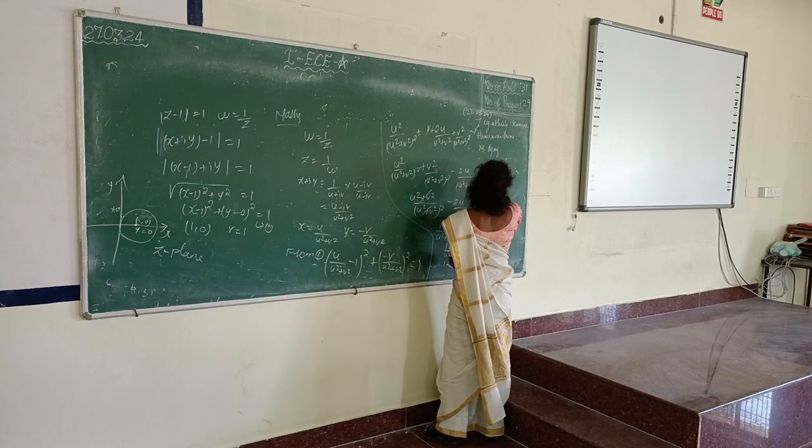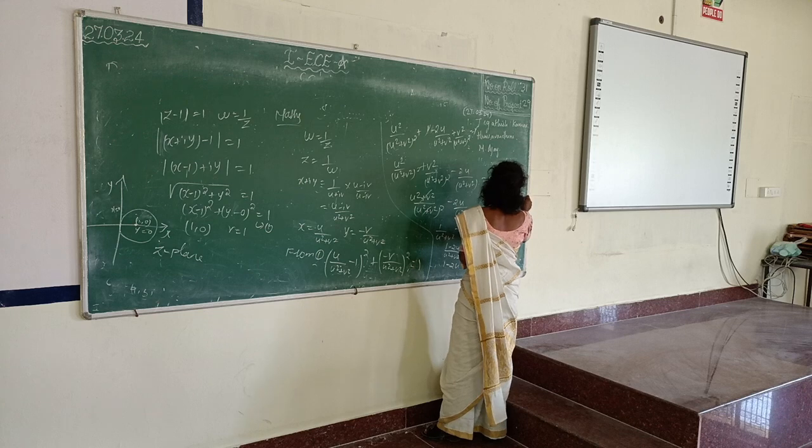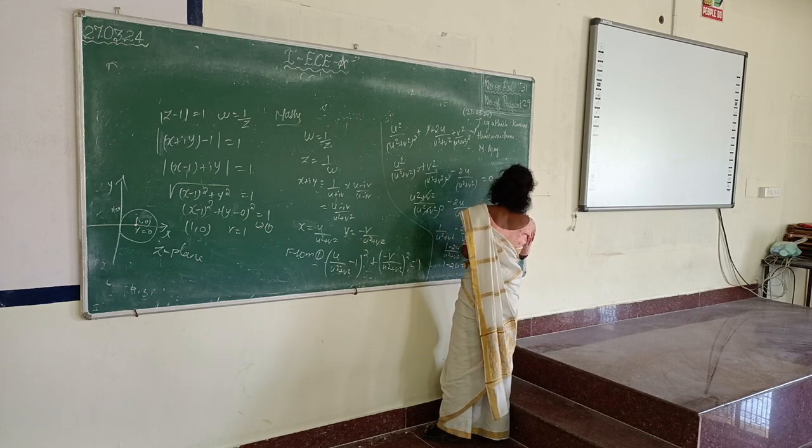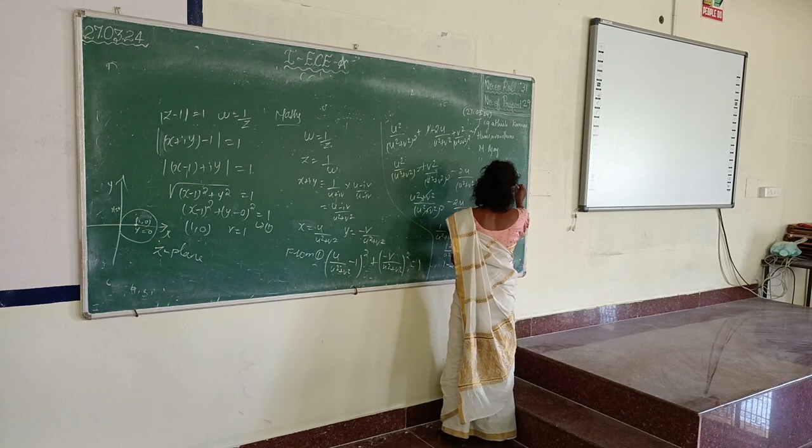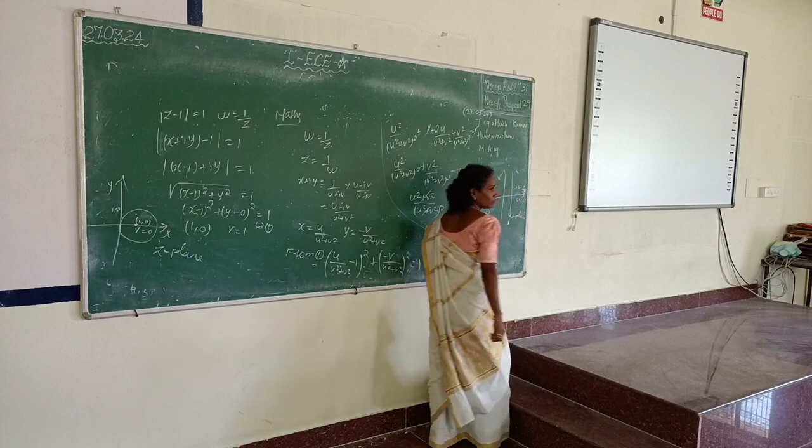How to draw the diagram? Okay, the u axis, this is the W plane. So u equal to 1 by 2 is a line parallel to the v axis. There is u equal to 1 over there. Yes, take it.